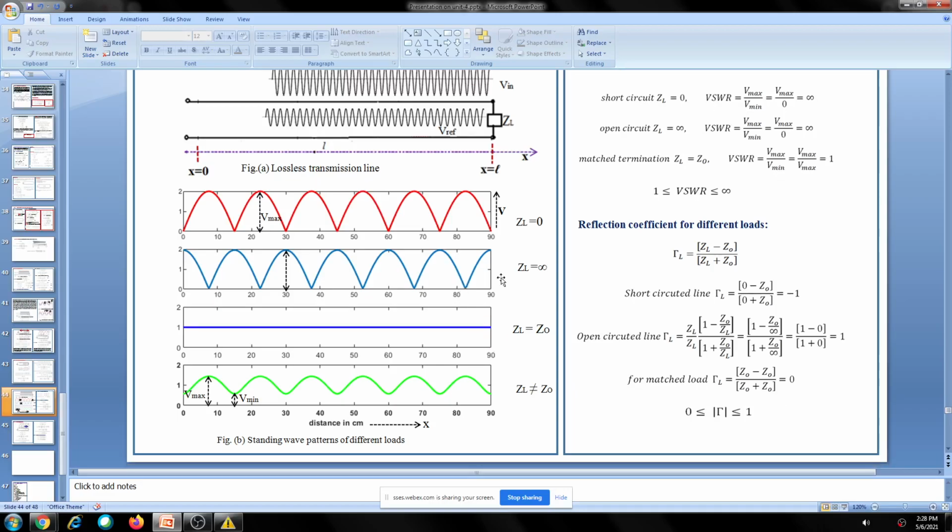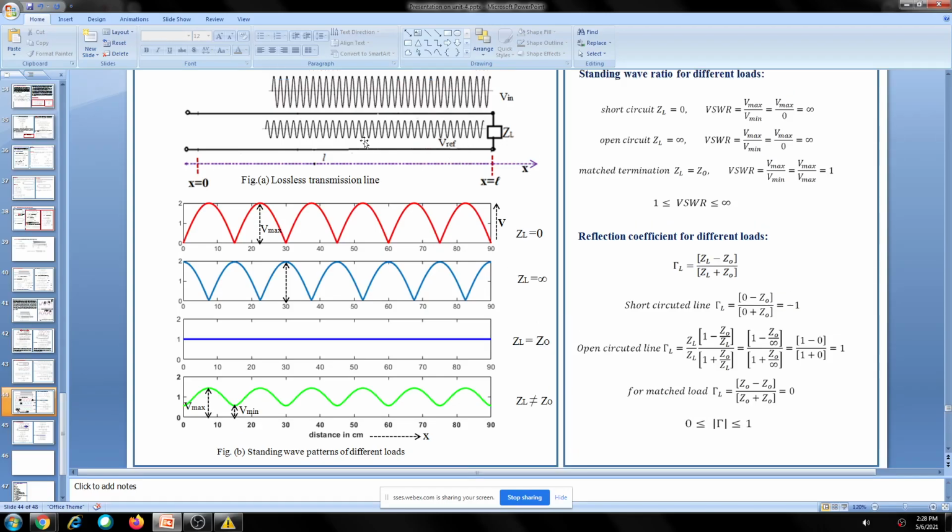Okay, and instead of connecting an open or a short, if you connect a matched termination, ZL equal to Z0, then there is no reflected wave at all. No reflected wave means there are no standing waves. Standing waves, this kind of pattern over the transmission line, occur only if there is a reflected wave. If the reflected wave is not there, only the traveling wave is there, then there is no standing wave. We will have a straight line here. Okay, there is no standing wave, only the traveling wave is there.